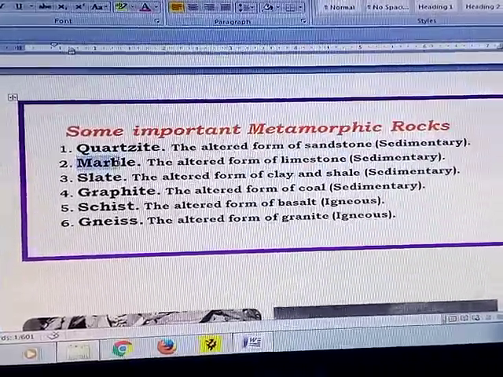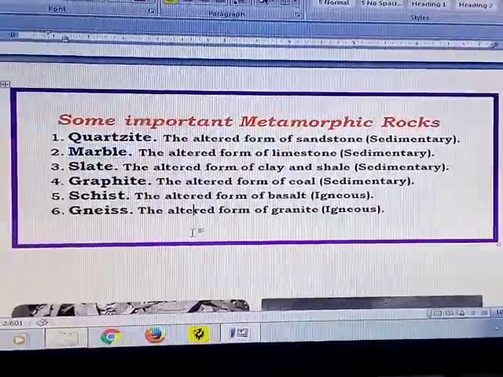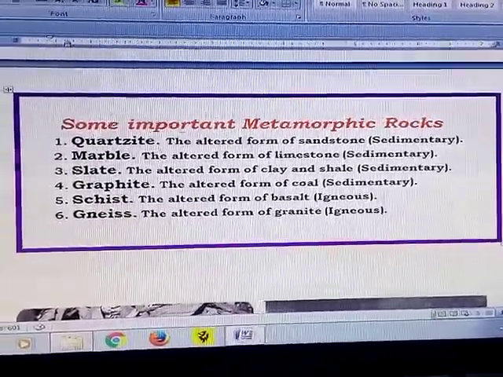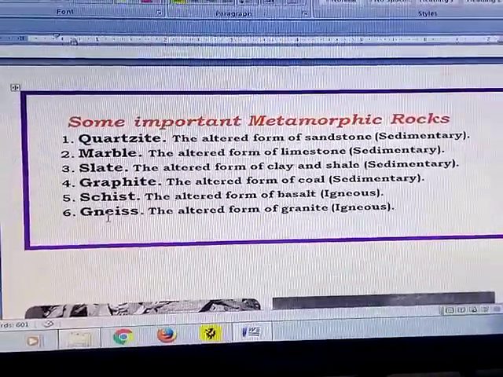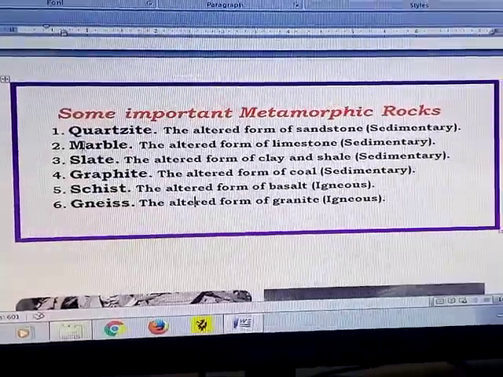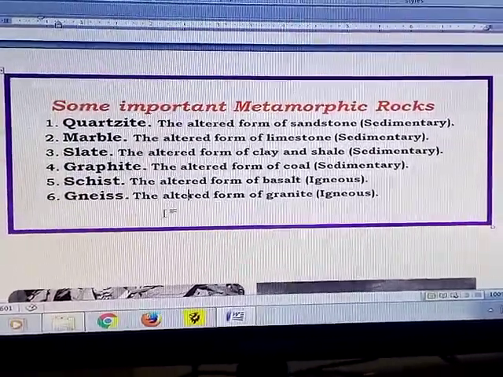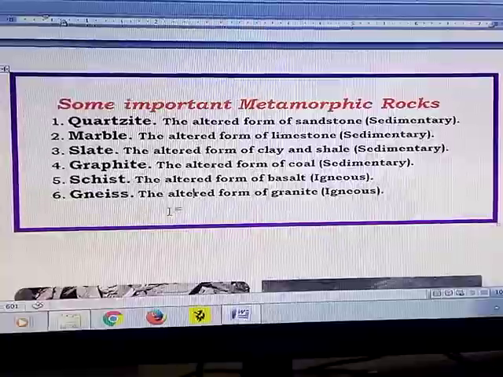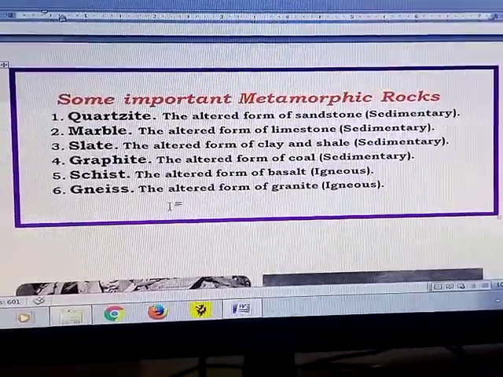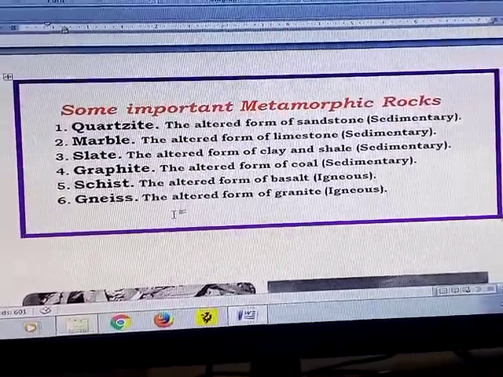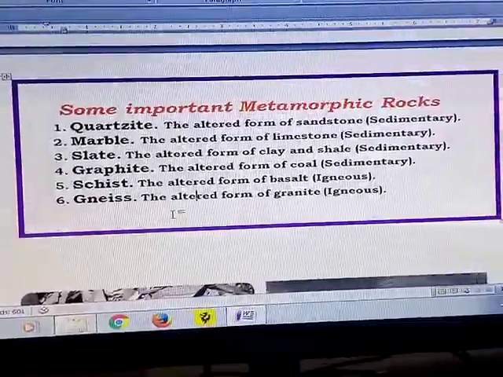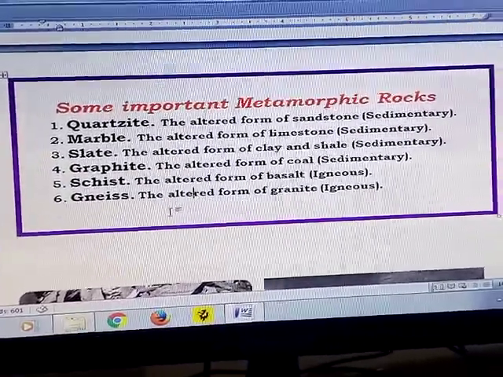Similarly, all these examples, these are only 6 of them, there are hundreds of them, but these are very common examples like quartzite. Now quartzite has been altered from the sandstone. Again, it is sedimentary rock. So from sedimentary to metamorphic. Number 3, slate.